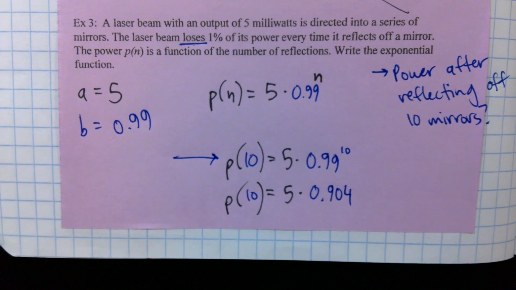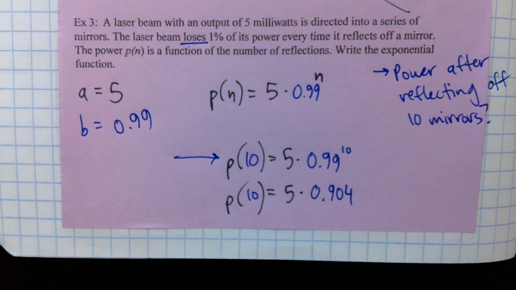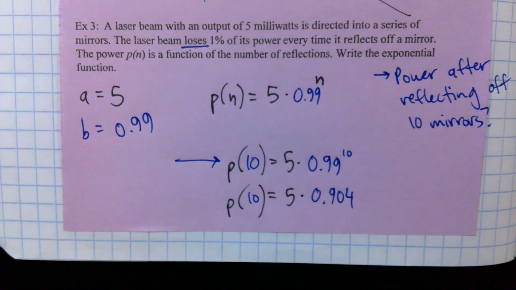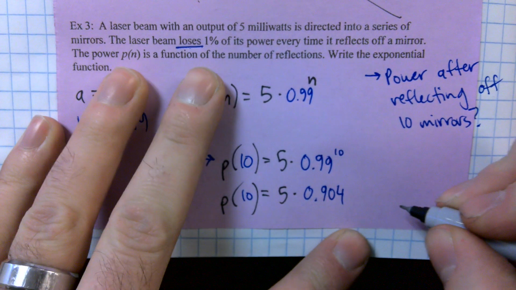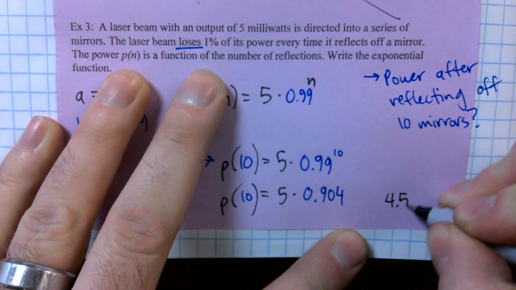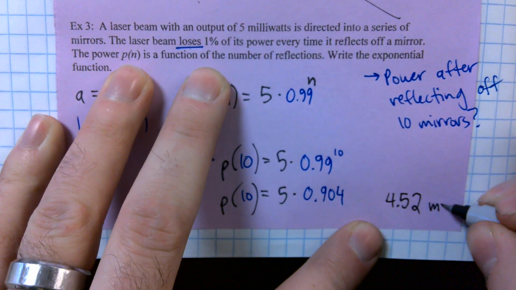Everybody with me so far? Yeah. Okay. Now we just do 5 times what? 0.904. 4.52. What are my units? Milliwatts. Whatever that means.